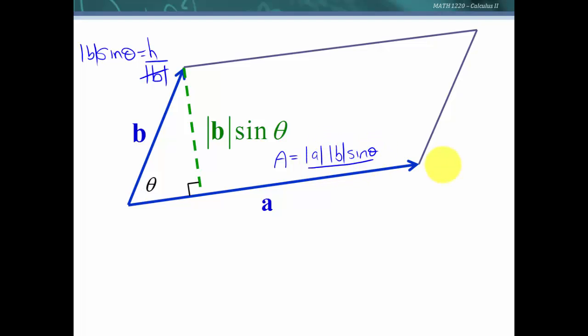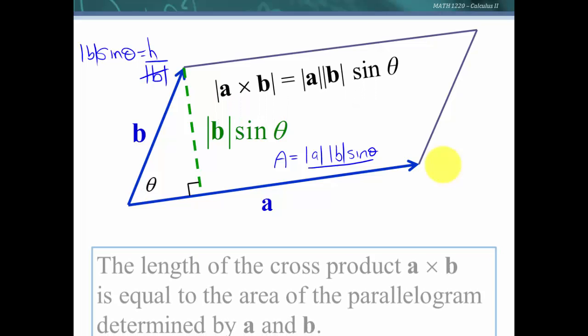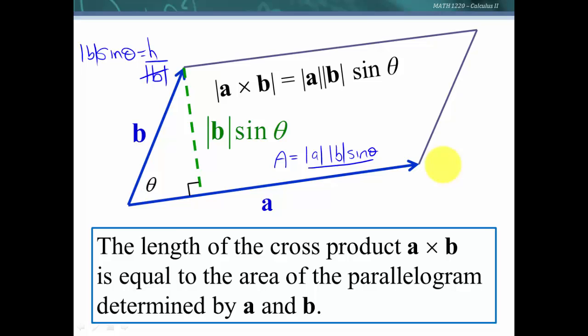But oh, look at that. That is just the magnitude of the cross product. So the length of the cross product is equal to the area of the parallelogram determined by those vectors a and b.